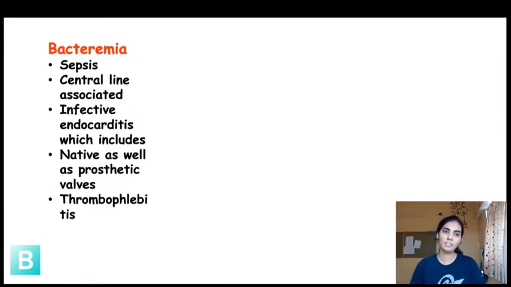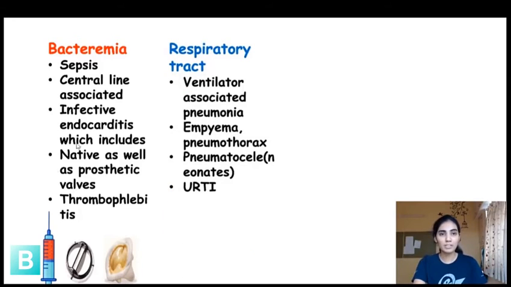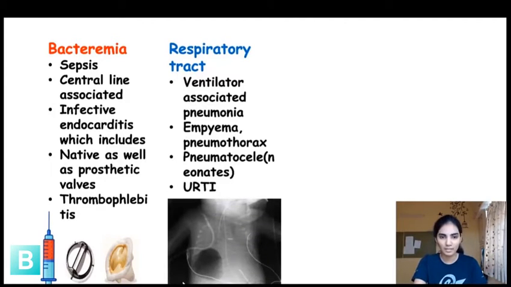There can be central line associated infections. The most common cause of infective endocarditis is Staph aureus, which includes native as well as prosthetic valves. In intravenous drug users, it can also lead to thrombophlebitis. From the blood, it can also reach the respiratory tract, leading to pneumonia, empyema, pneumothorax, and the characteristic pneumatocele in neonates, as you can see in the X-ray.